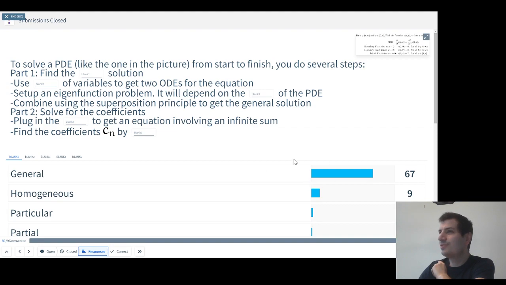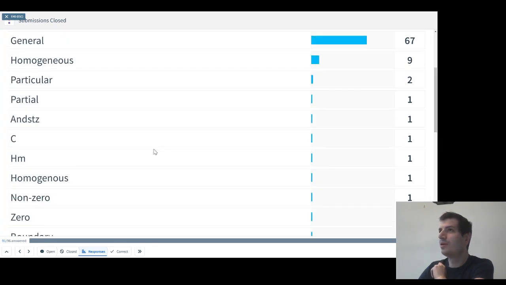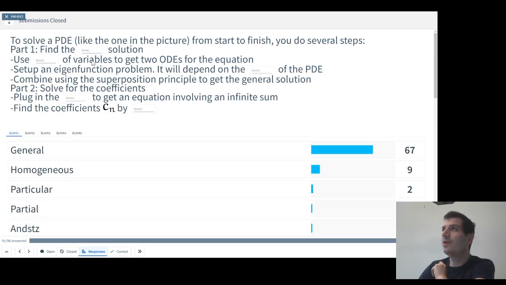Find the general solution to solve a PDE like this one in the picture. So there's a PDE, it's got an equation part, it's got boundary conditions, it's got an initial condition. I think this is literally the one we did last time, or almost the same. Okay. Part one, find the general solution according to you guys.